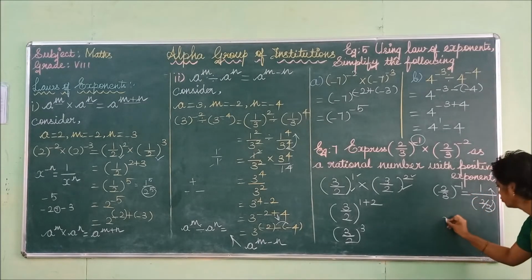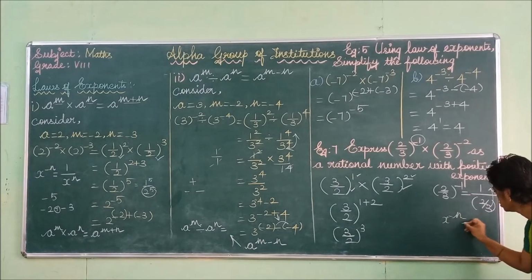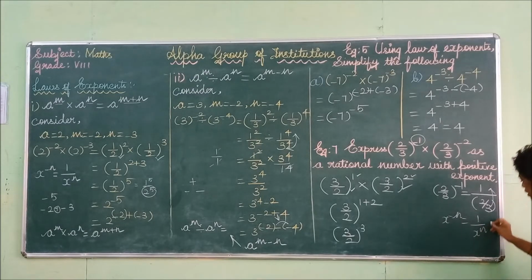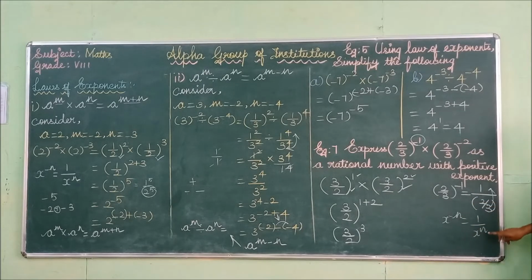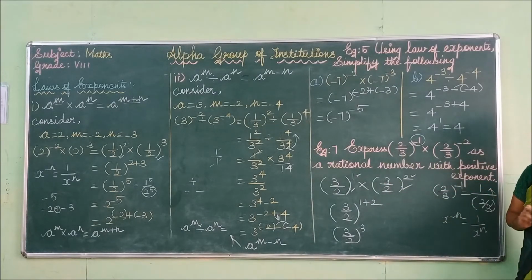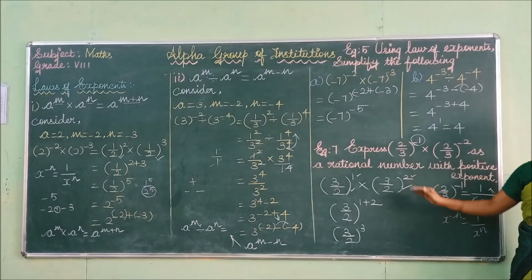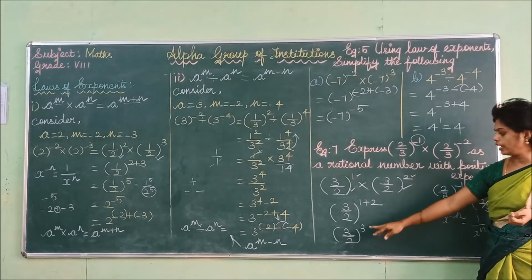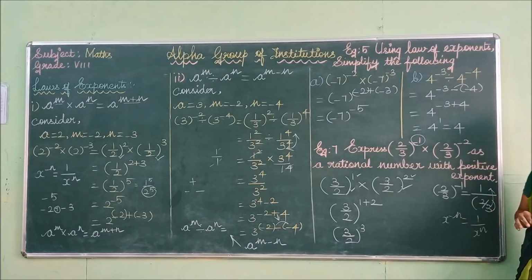You know one formula also: x power minus n is equal to 1 divided by x power n. Use that rule here. So if x power minus n becomes a division, it is x power positive n. Apply it: 1 divided by 2 by 3, this 3 goes to the numerator, that is 3 by 2. 3 by 2 whole power 1 into 3 by 2 whole power 2. Both the bases are the same, so you can add the powers. 1 plus 2, you get the value 3. So the answer is 3 by 2 whole power 3.